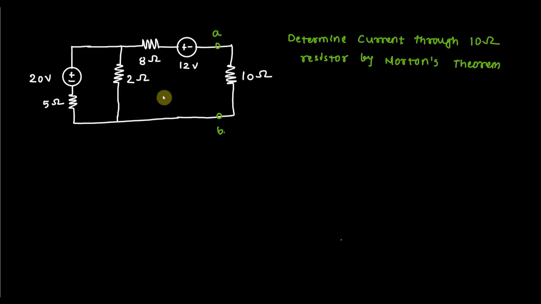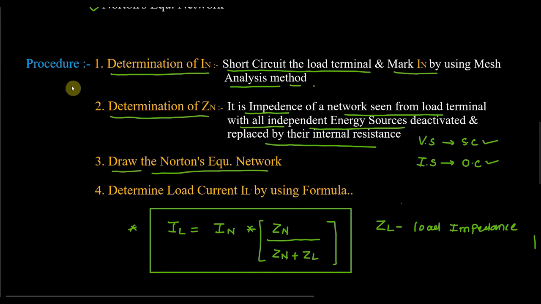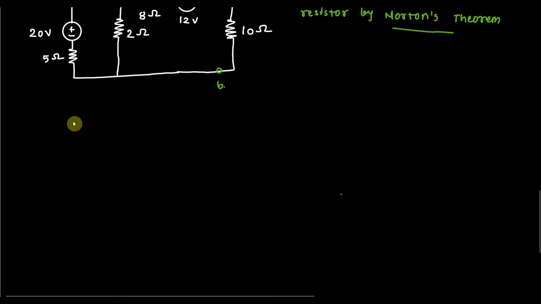To understand Norton's theorem, we will solve one numerical based on it. They have given this type of numerical. What they have asked: determine the current flowing through the 10 ohm resistor by using Norton's theorem. They have given this AB terminal. You can see that the circuit consists of all resistances. We have studied the steps of how to solve a numerical of Norton's theorem. The first step is determination of IN. So I will start with the question and follow the steps.